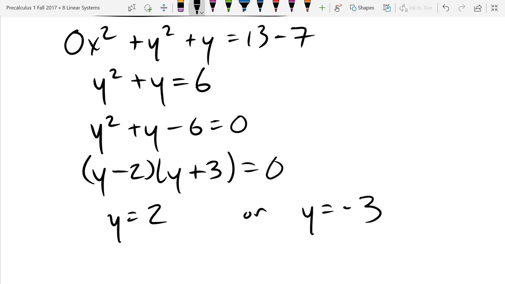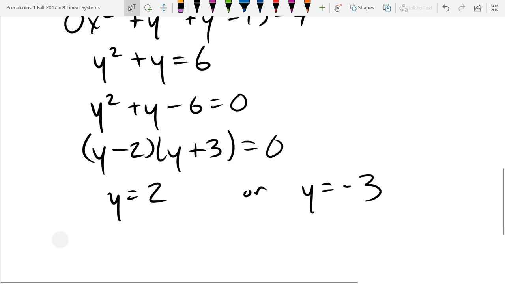So we have two y values, positive 2 and negative 3. You could have gone complete the square. You could have gone quadratic formula. It doesn't matter as long as you're careful. So any algebra questions on these two y values?